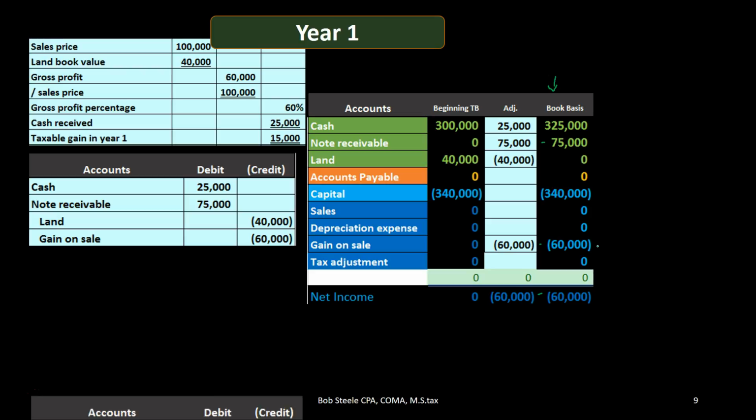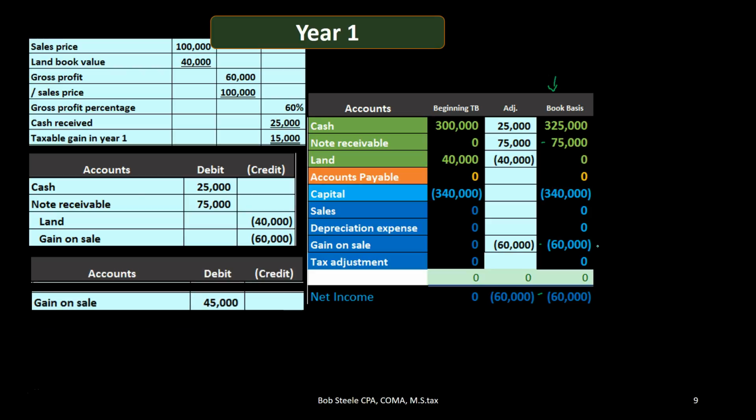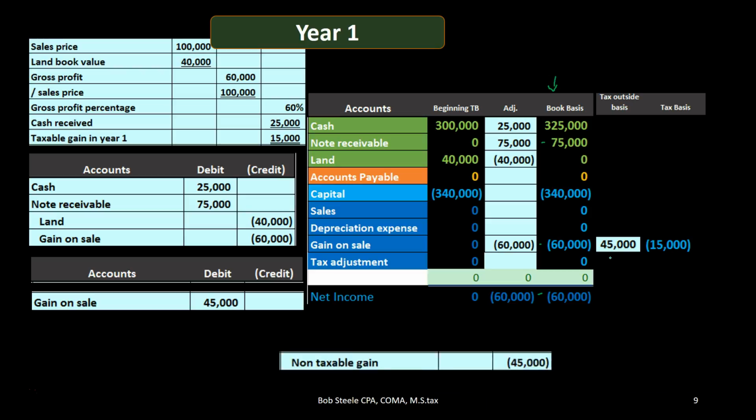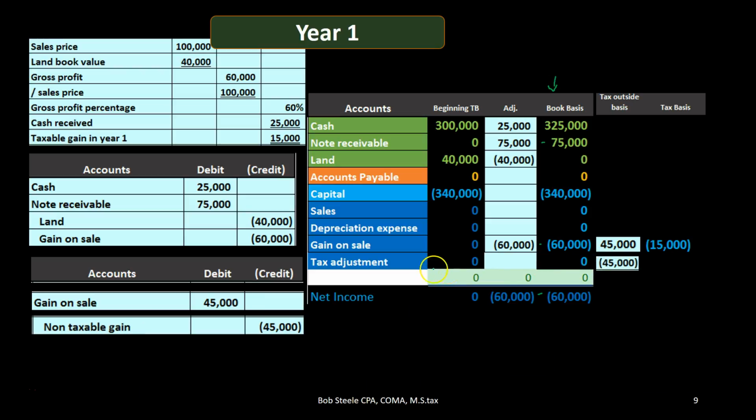One way you can represent that on an Excel sheet on a table would be to reduce the gain by the 45,000. Why 45? That's what we need to get it down to the 15. And of course, this 60,000 represents income for the 4-year period in this case. So this 45,000 is 3 periods. It's the 15 times 3 to reduce it down to 15. And then the other side of it, you could record to just an adjusting account.